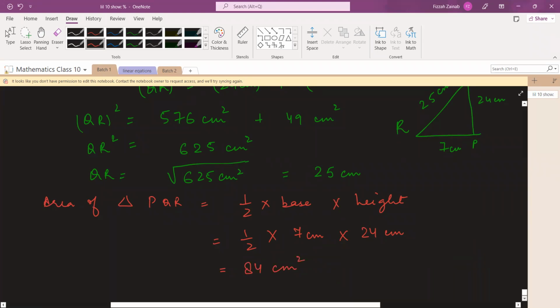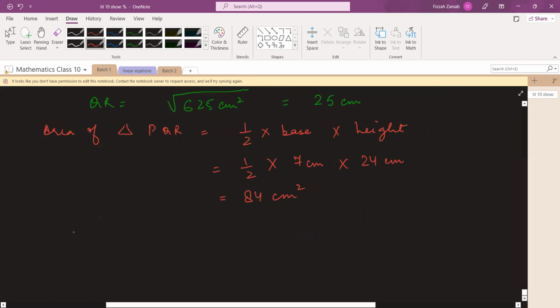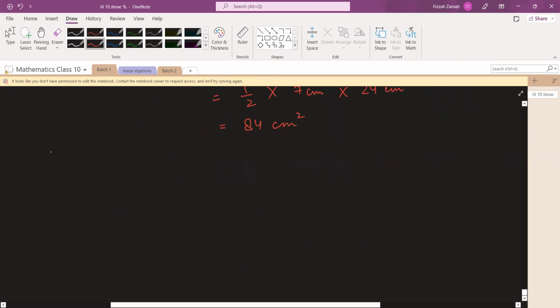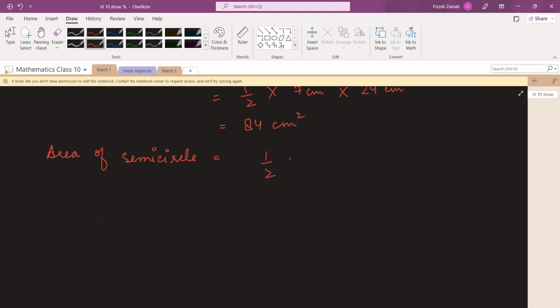Right? Okay, now you come to circle. So area of semicircle now. This is half into pi r square, which is half of the area of the circle. Now you can write here. So radius is how much? 25 divided by 2 centimeter, correct? Okay, so half into 22 by 7 into 25 by 2 centimeter into 25 by 2 centimeter, correct?